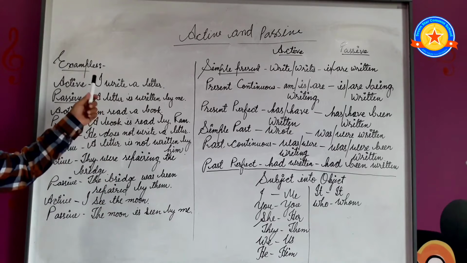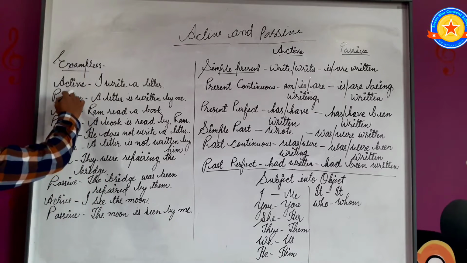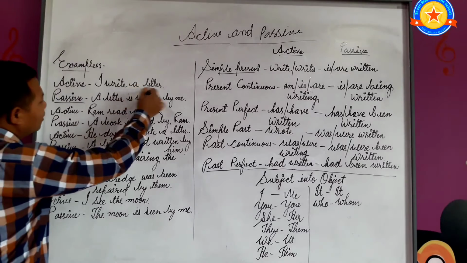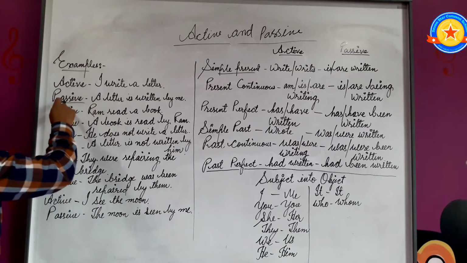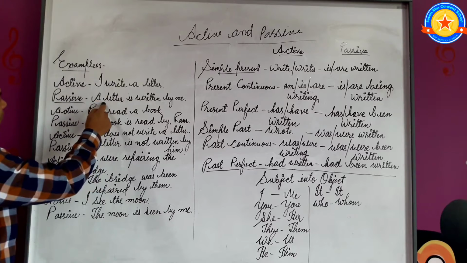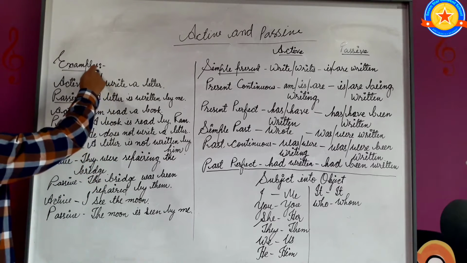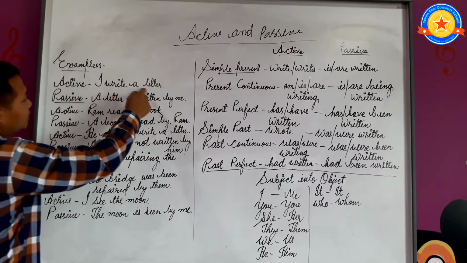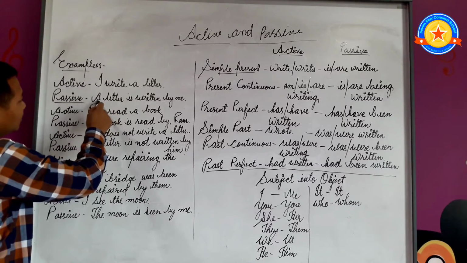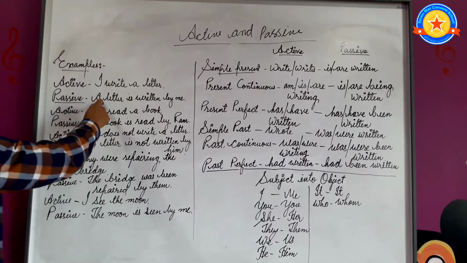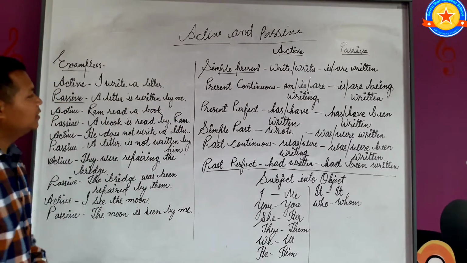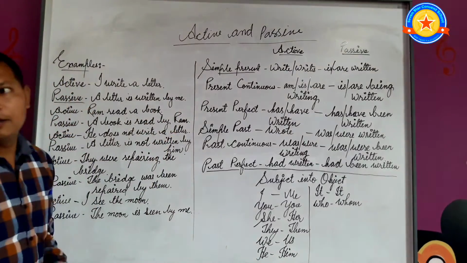See, I have given some examples here. Let's see one by one. In active voice, I write a letter. So in active, this is the subject and this is the object. How do we need to change it in passive voice? See here, a letter. This object will become the subject in passive voice. The I is the doer of the action, and this is the object. See, a letter is written by me. So these are the prepositions we have to put in passive voice.